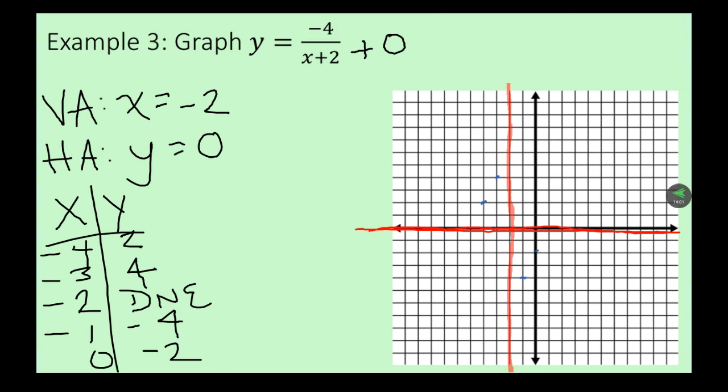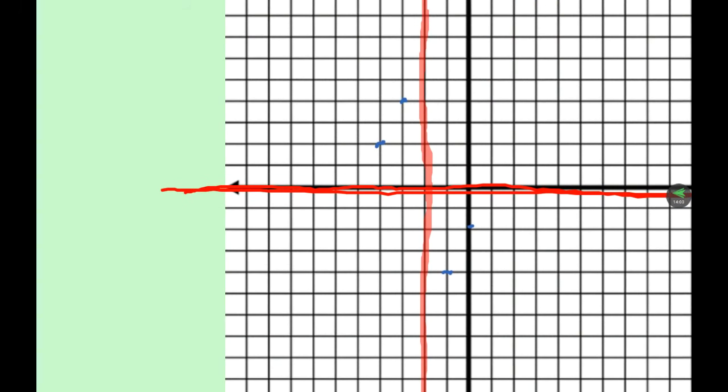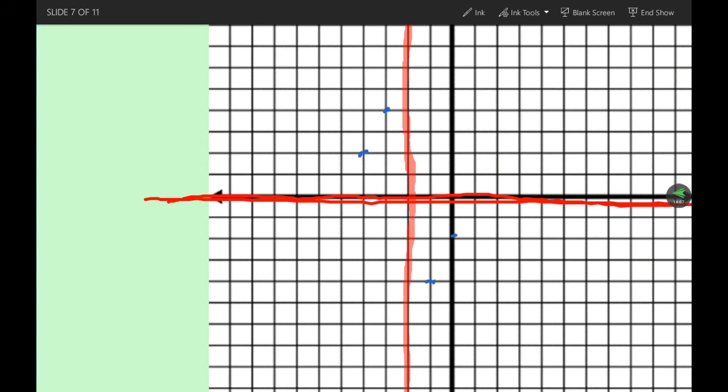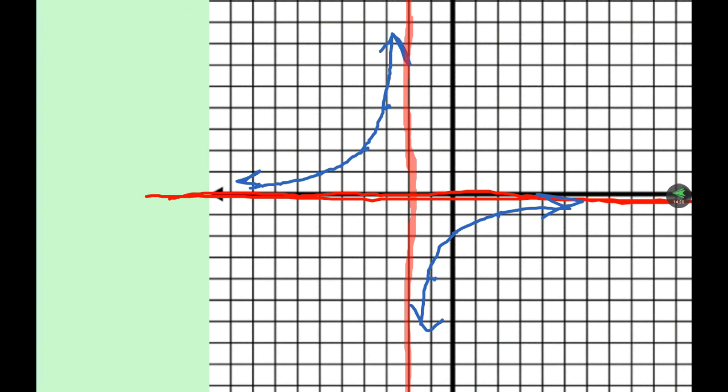And if you want to pick more points so you can get a little better idea of what the graph looks like, you're certainly free to do that. That's certainly acceptable. So if you picked a few more points, you could see that, oh, here's one of my pieces. And boom, boom, boom. Here's my other piece. So we're actually in slightly different sections this time. So from our asymptotes, we're in sort of the top left and the bottom right pieces.